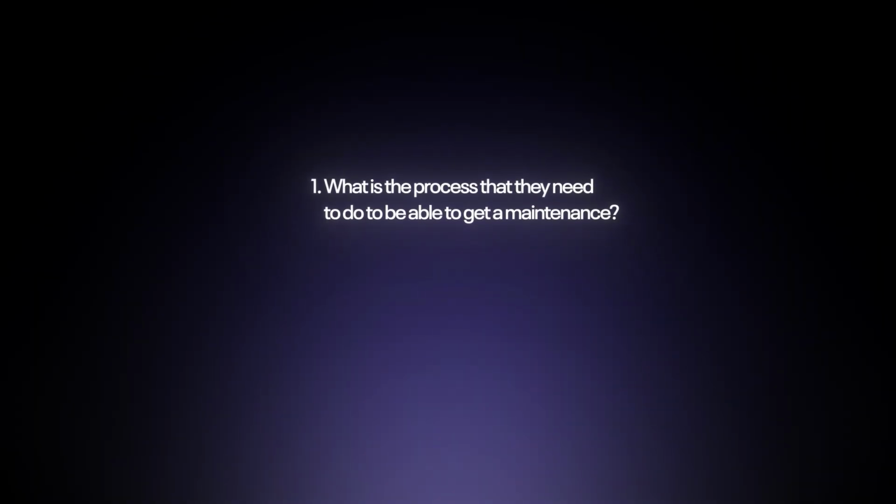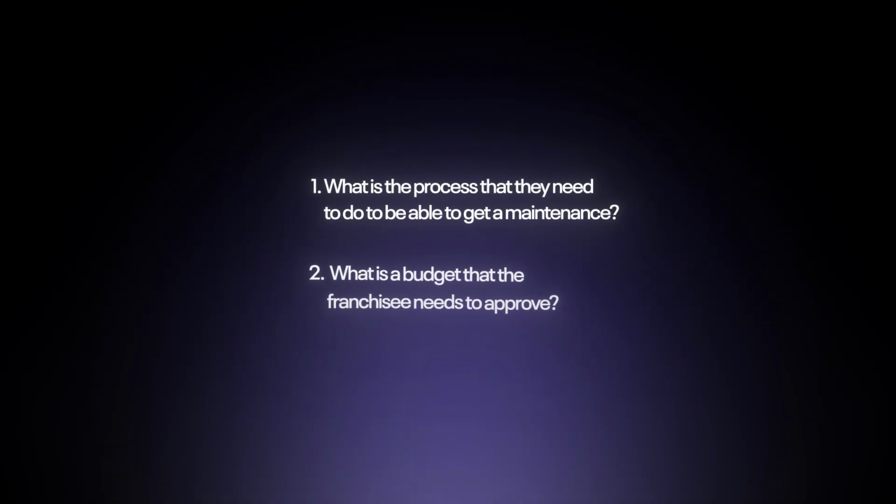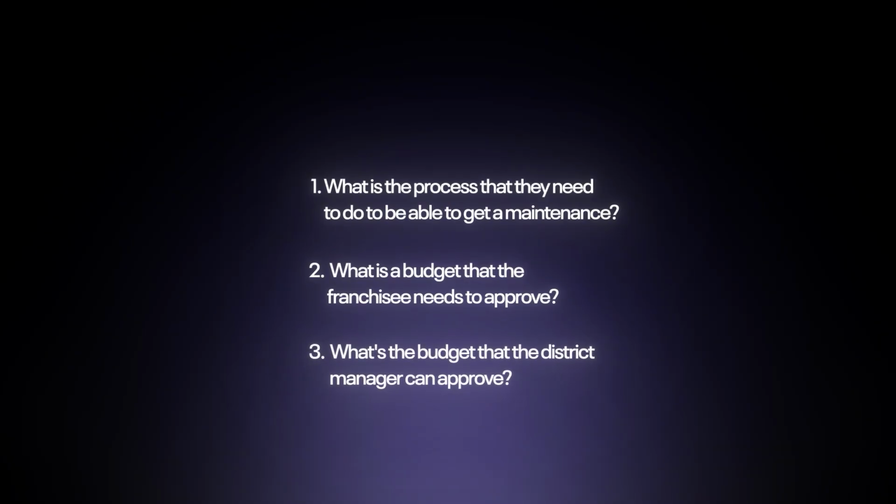There are certain policies that they need to understand, and you as a franchisee need to define. For example, what is the process that they need to do to be able to get a maintenance approved? What is a budget that the franchisee needs to approve, and what's the budget that the district manager can approve? These type of policies are going to be important so that the franchisee and the district manager are aligned on the responsibilities and the actions that they should take every day.